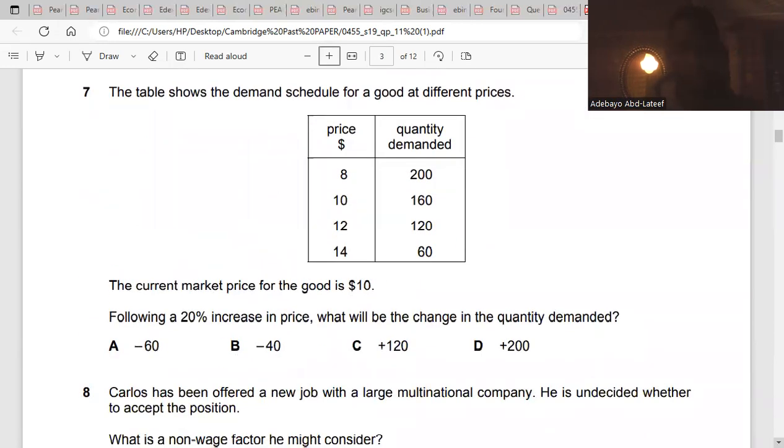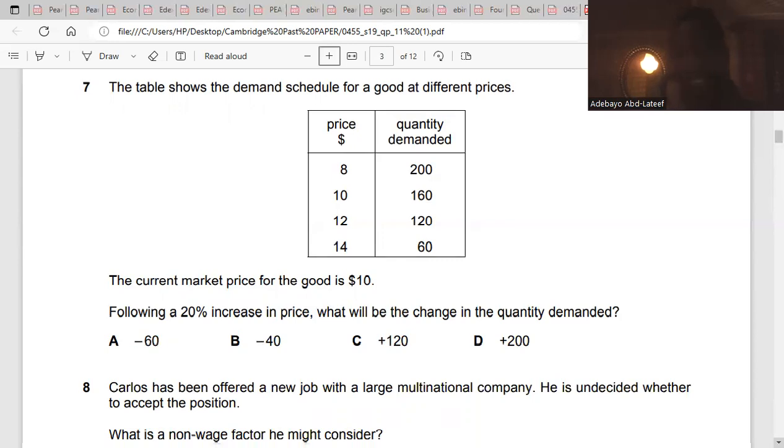7. The table shows the demand schedule for different prices. The current market price for the good is $10. Following a 20% increase in price, what will be the change in the quantity demanded? So a 20% increase means 100 plus 20. That's 120 over 100 multiplied by 10. So that gives us 12. So if it is 12, it is 120 quantity demanded. Is it clear? So that's C.